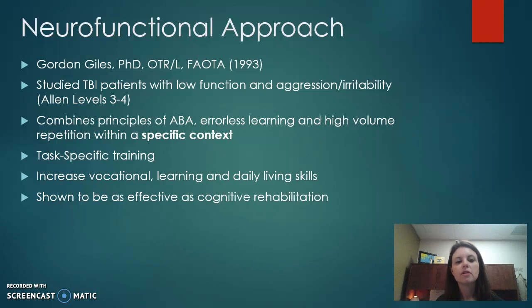And so this approach has been very effective in getting back to specific tasks, maybe an assembly line type of job or some of those more rote activities in your daily routine. This would be great for that.